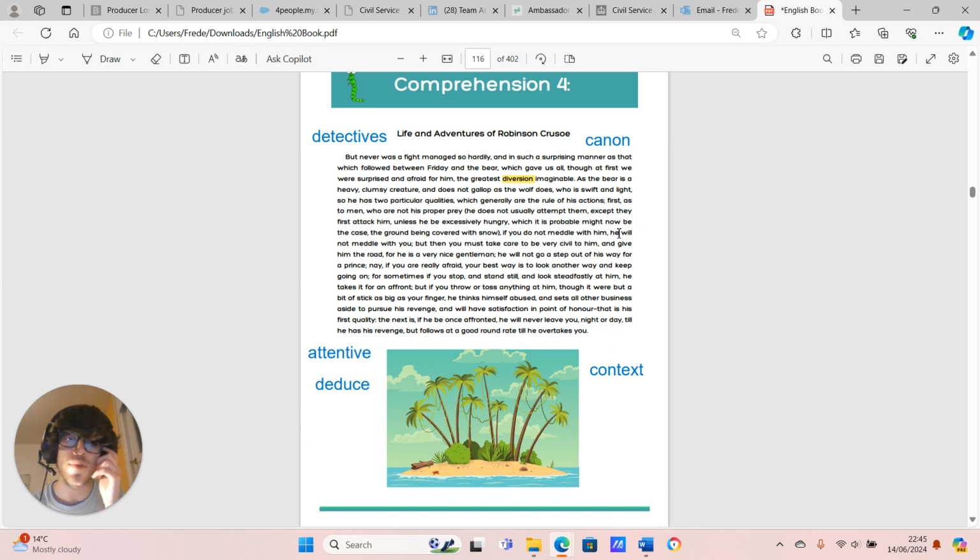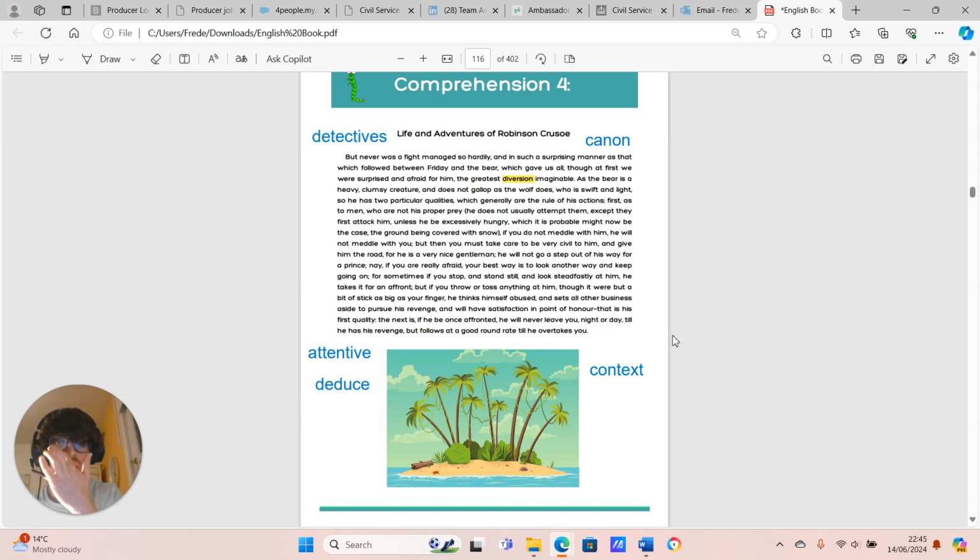But then you must take care to be very civil to him and give him the road, for he is a very nice gentleman. He will not go a step out of his way for a prince. Nay, if you are really afraid, your best way is to look another way and keep going on. For sometimes if you stop and stand still and look steadfastly at him, steadfastly, without change, steadfast, you're committed, steadfastly at him, he takes it for an affront. If you affront someone, an affront is an act that leads to offence. You offend someone, right? Where are we? He takes it as an affront.